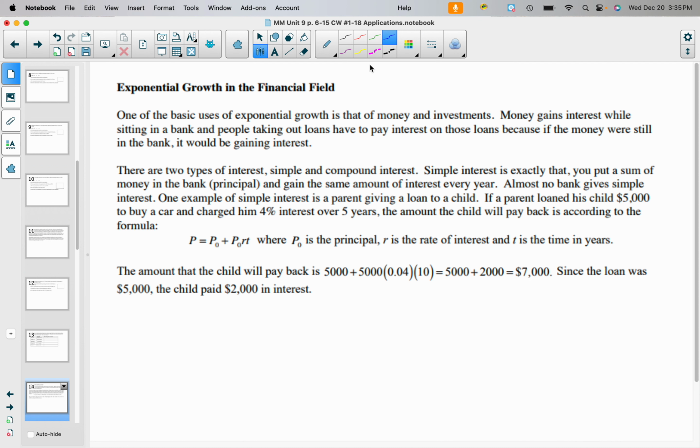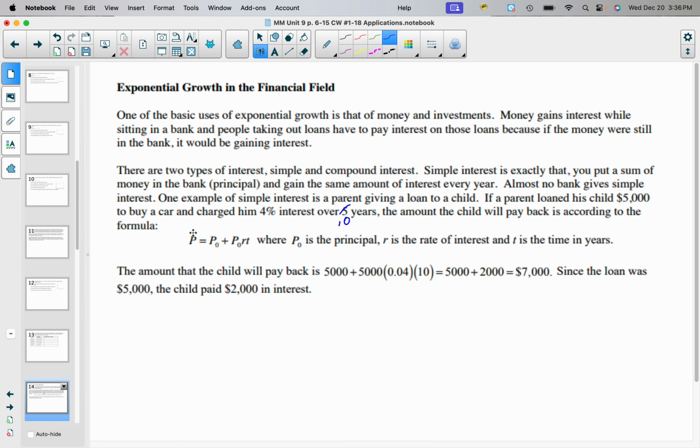We're going to look at what's called simple interest first. An example here: if a parent loaned his child $5,000 to buy a car and charged him 4% interest. Now I'm looking down here at the problem. I think they did this over 10 years, so you might want to change your notes on that. The amount the child will pay back is according to the formula.